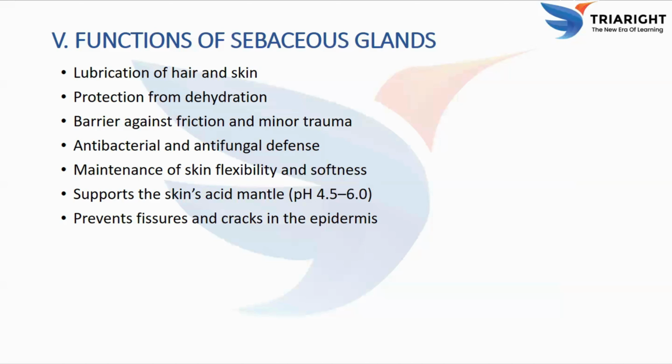So what is the pH level for the skin? For the normal skin, it is 4.5 to 6.0. Sebum forms part of the acid mantle. So this acidic pH, what does it do? It stops the harmful microbes from growing. It keeps the skin surface healthy. In this way, it supports the skin's acid mantle.